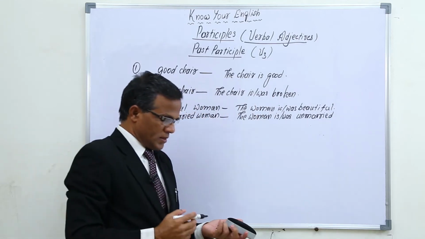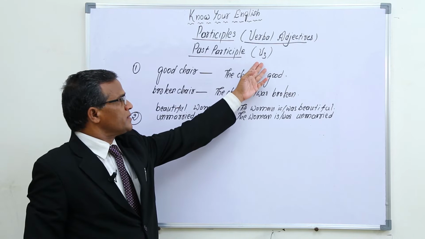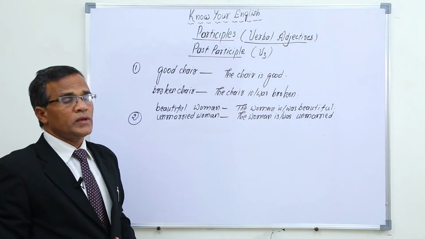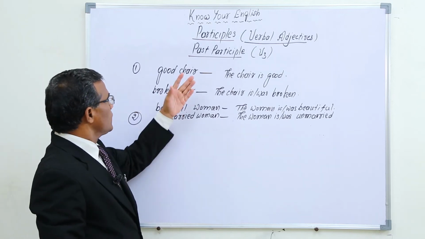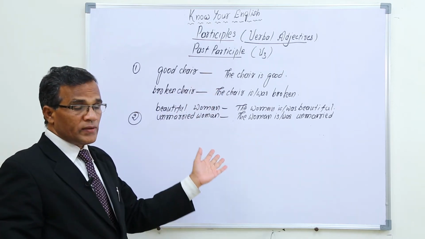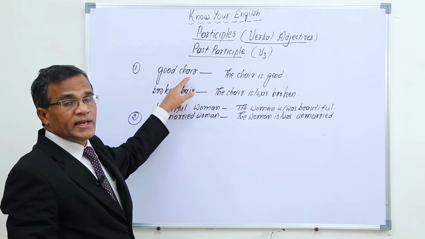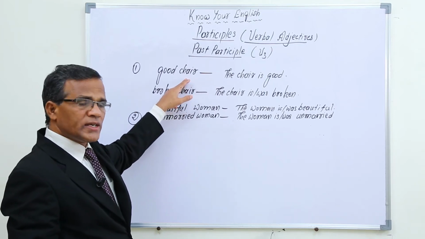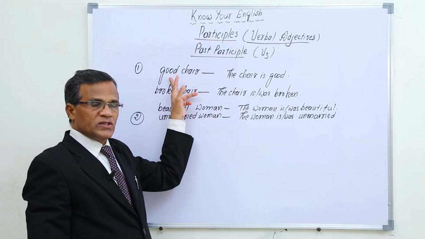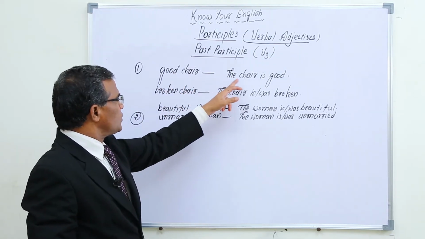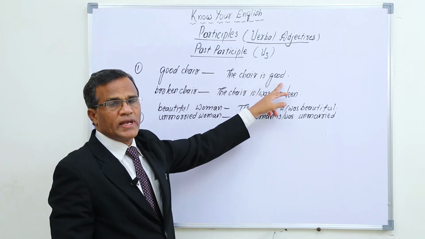Now let me clear this one also. Past participle, V3, and this one also is used as an adjective. Adjectives are used before a noun and after be forms also. So chair: good chair, bad chair, nice chair, long chair, large chair, small chair. These are all adjectives. And the chair is good. After be form, we are able to use an adjective here.